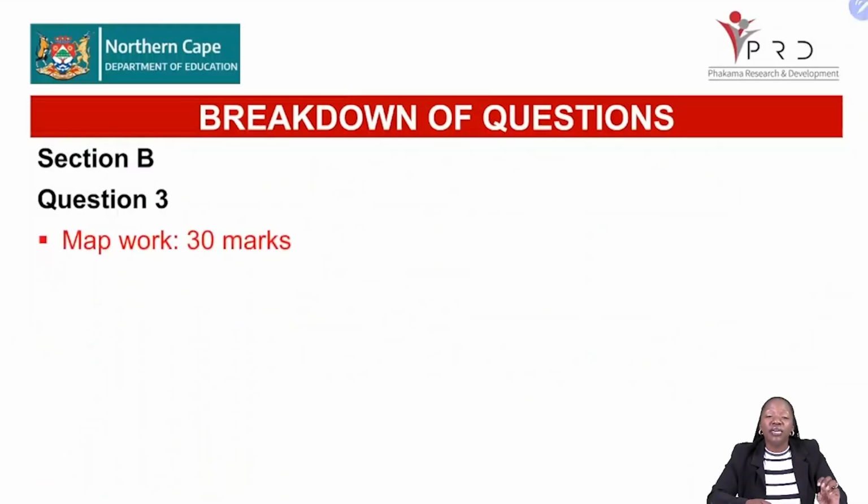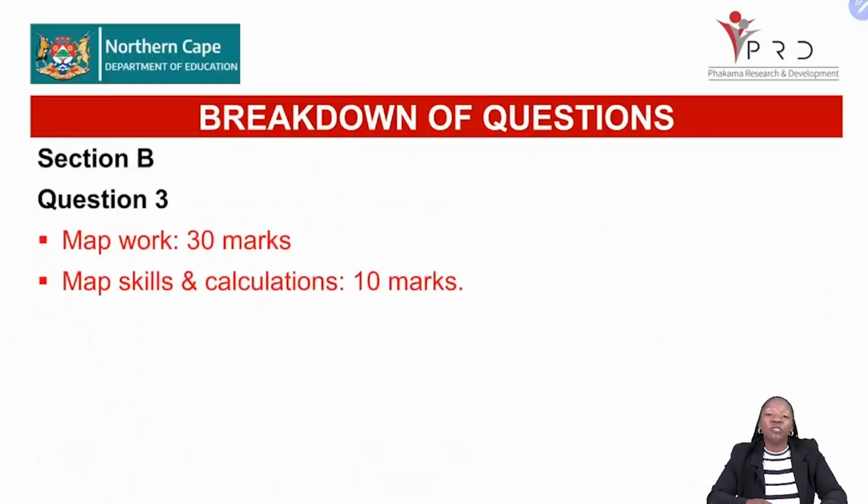Your question 3 is where you should expect questions from your map work. Your map work, you are given figure 3.1, figure 3.2, and figure 3.3. Under figure 3.1, you should expect any questions from map skills as well as map calculation, and they are allocated 10 marks. Then you move to your figure 3.2.